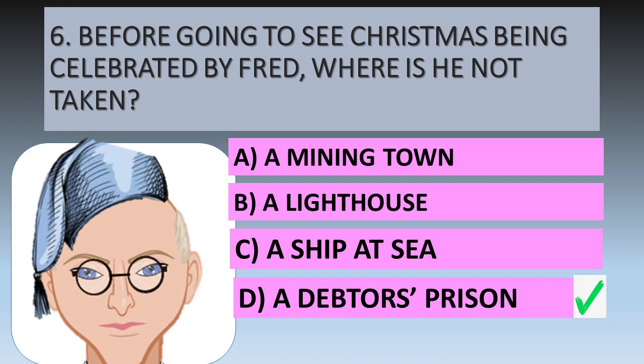Question number 6. Before going to see Christmas being celebrated by Fred, where is he not taken? There's a page or two where Scrooge is taken here, there and everywhere by the ghost of Christmas present. He does go to a mining town and sees a very poor family in a cottage celebrating a happy Christmas. He goes to a lighthouse and sees people there celebrating together, and even visits a ship at sea.